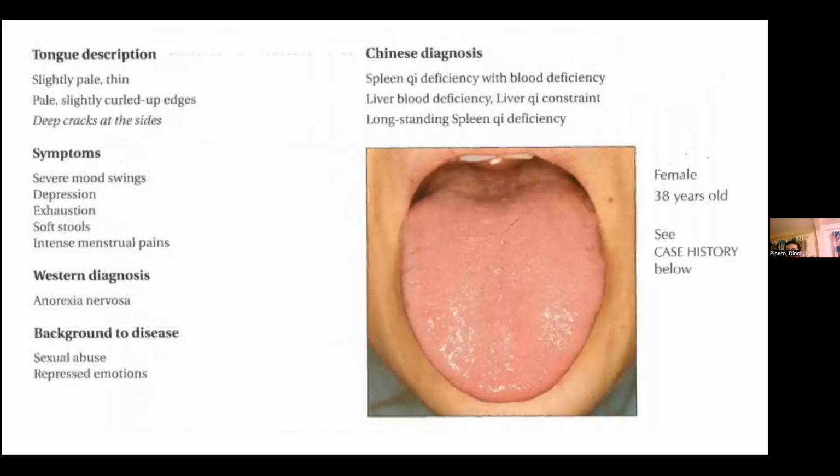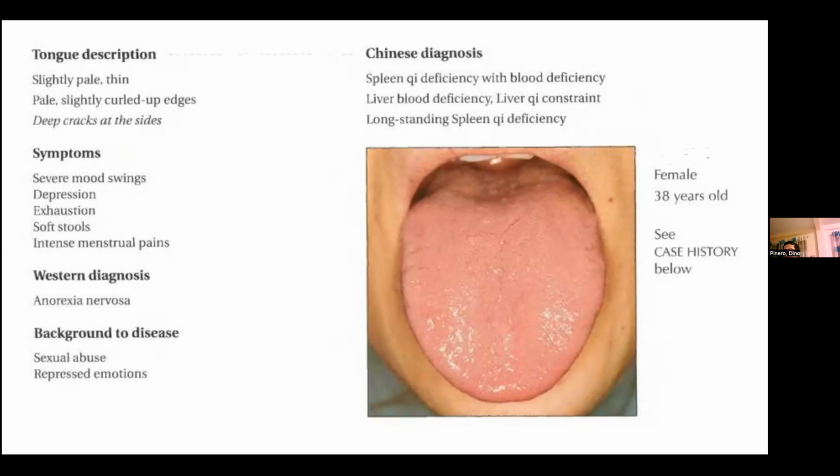Ang tongue po dyan is slightly pale and thin. Okay, check po natin yung picture, which indicates that there is a spleen Qi deficiency with blood deficiency. The tongue is also pale, slightly curled up edges. So yung sides po, slightly paangat, meaning there is a liver blood deficiency, liver Qi constraint. There is also a deep cracks at the sides. Okay, tingnan po natin yung picture, which indicates that there is a long-standing spleen Qi deficiency.